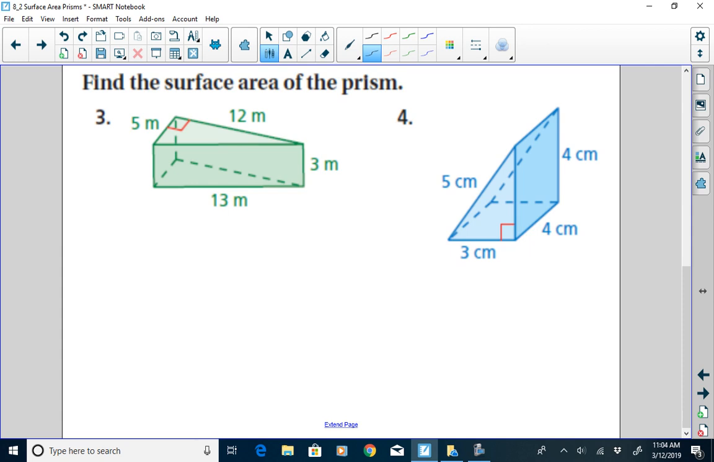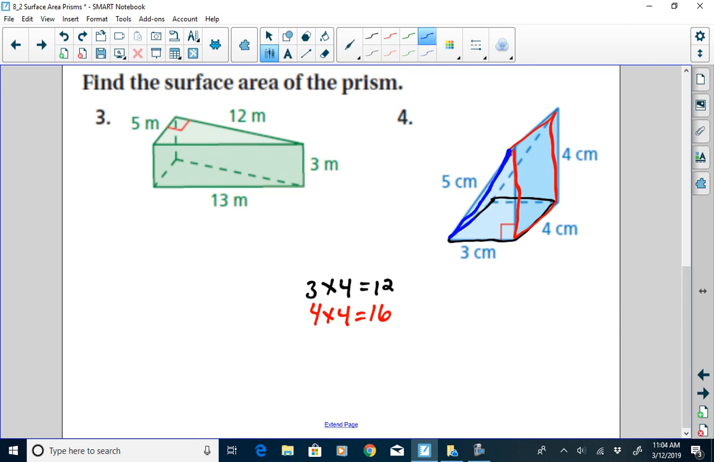Problem 4, let's decompose our rectangles first. So I have this rectangle here that's 3 by 4. So I have one rectangle that's 3 times 4. 3 times 4 is 12. I have another rectangle here, right? And that rectangle is 4 by 4. 4 times 4 is 16. I have another rectangle that's here.